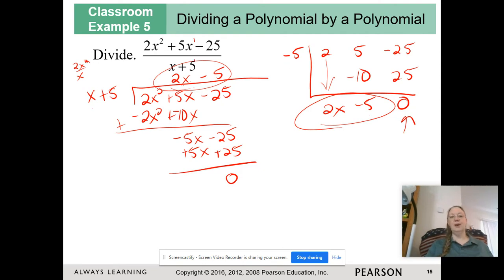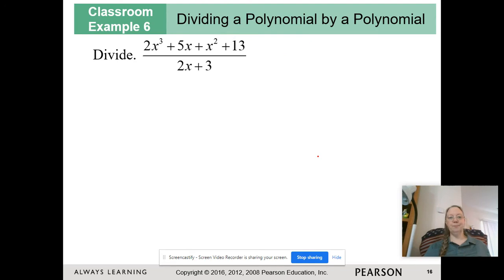This way is faster, but like I said, we cannot always use synthetic division. In fact, we cannot use synthetic division on this problem because of this 2 right there. So this one has to be done with long division.